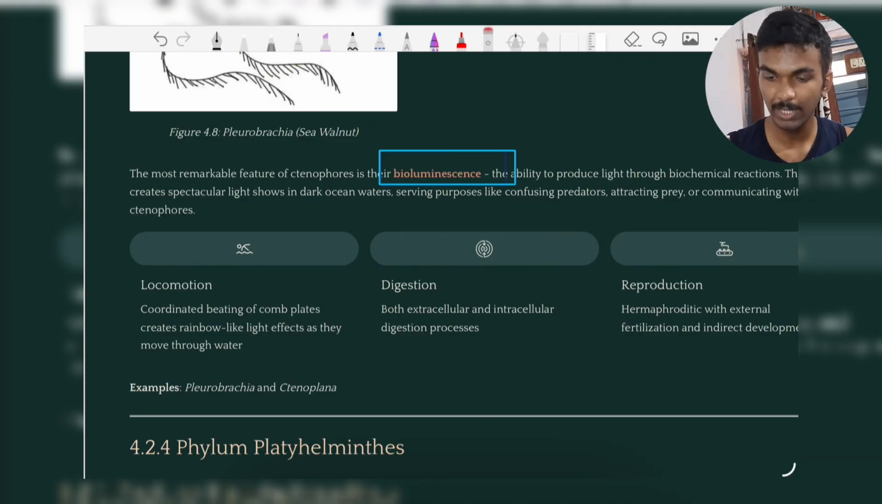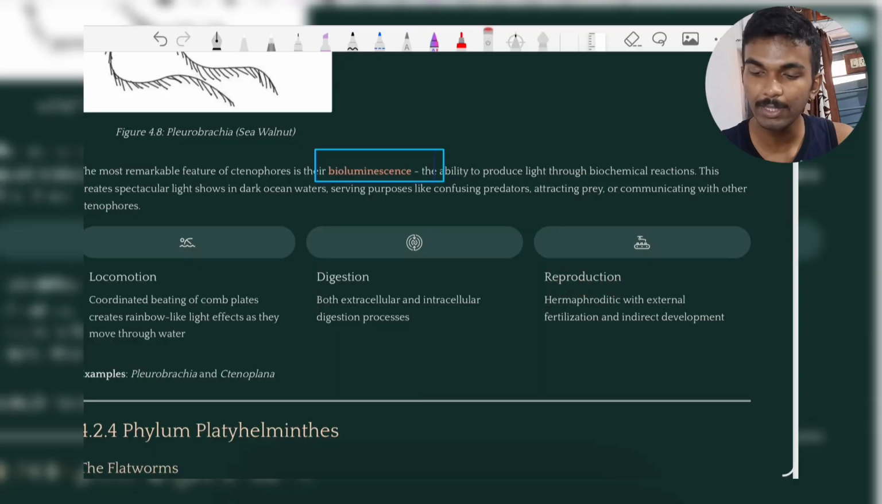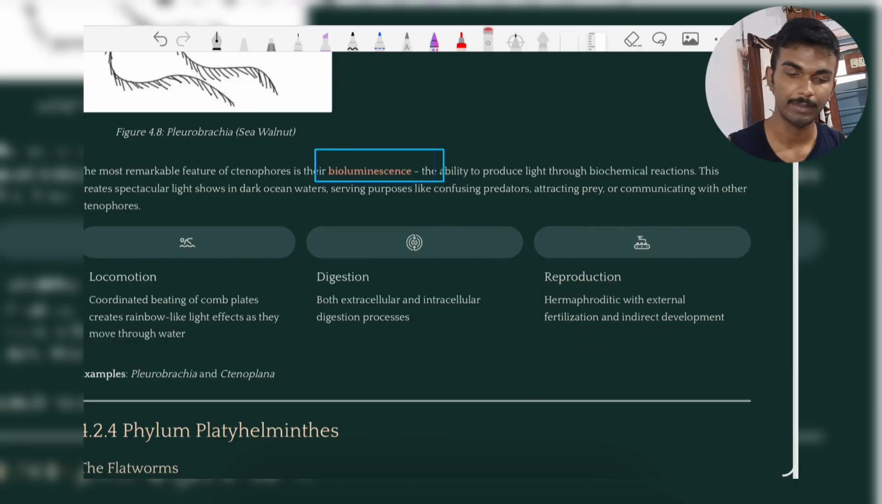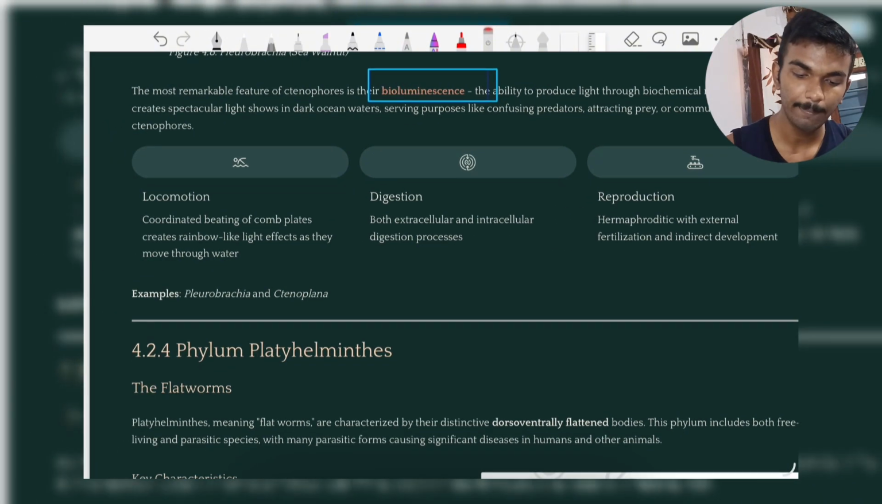Digestion: both extracellular and intracellular digestion. Reproduction: hermaphroditic with external fertilization and indirect development. Examples are Pleurobrachia and Ctenoplana.